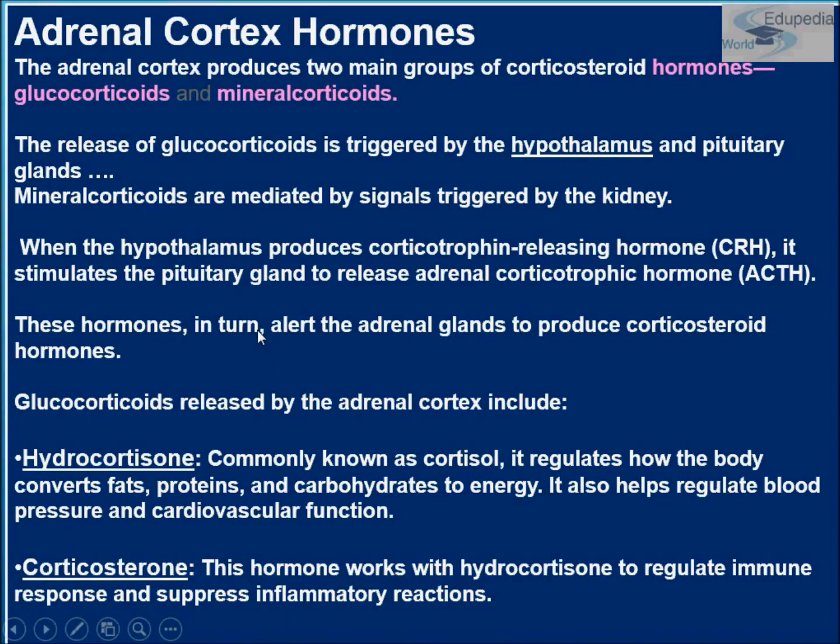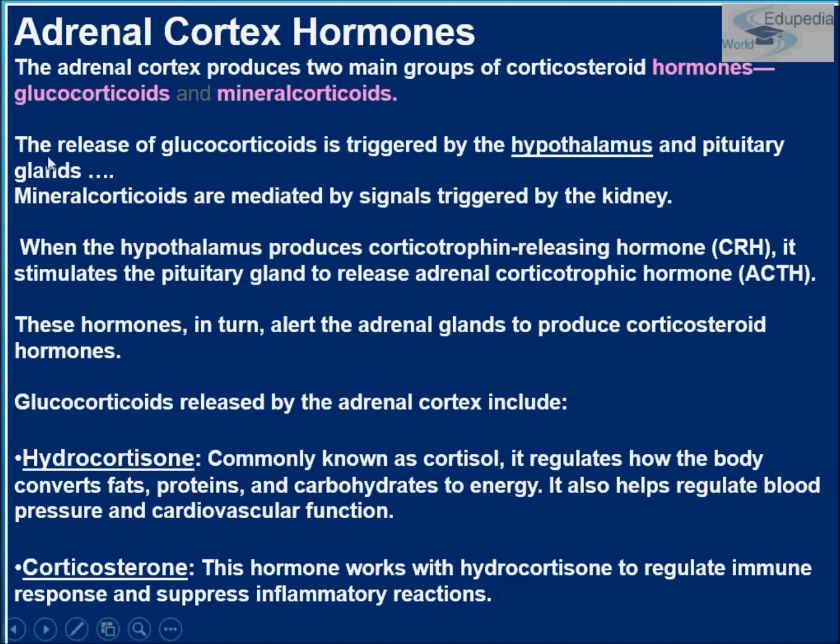Adrenal cortex hormones. So far we have studied the adrenal medulla hormones, and which were those? Epinephrine and norepinephrine. Now we'll be studying the adrenal cortex hormones. Okay, the adrenal cortex produces two main groups of corticosteroid hormones. Okay, and which are those? Glucocorticoids and mineralocorticoids.